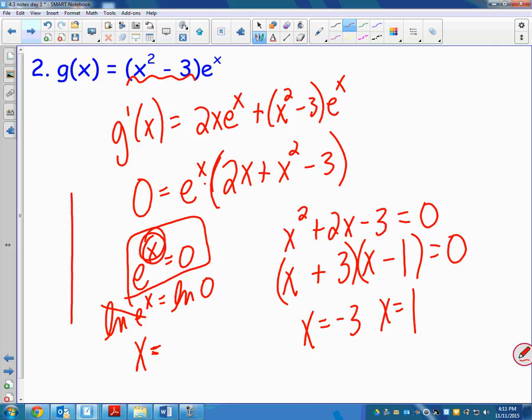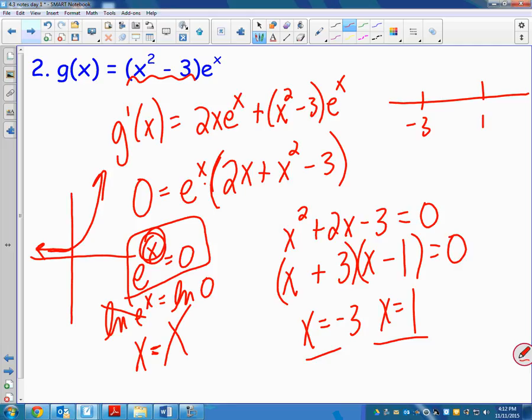And hopefully you kind of remember what e to the x looks like, which is like this, right? So it's never going to be equal to 0. So this gives us no critical points. Over here we have 2, so now we can check negative 3 and 1. And remember, we're plugging them into the derivative, into this part of my derivative.